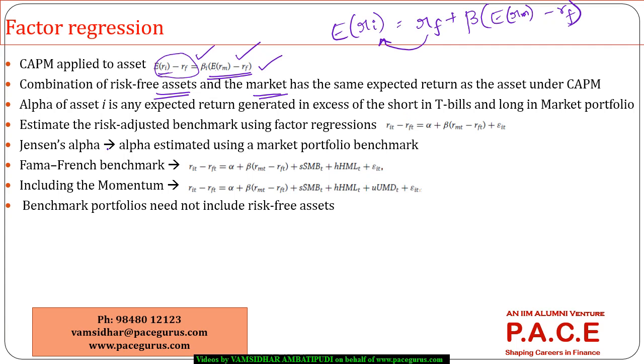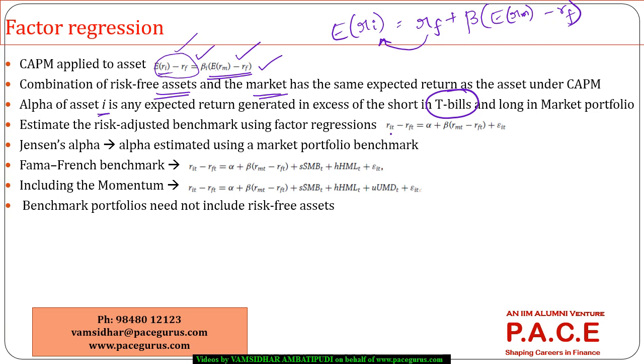So now, if I'm talking about the alpha, which is the excess return of any asset, it is the return that is generated in excess of the T-bills and the market portfolio. It's a kind of product of beta times the excess return that is generated over and above the risk-free rate of return, which is the T-bills, in the long-term market portfolio. So if I am looking at going with the factor regression model.